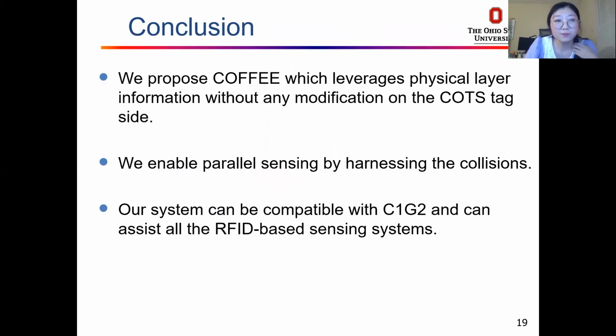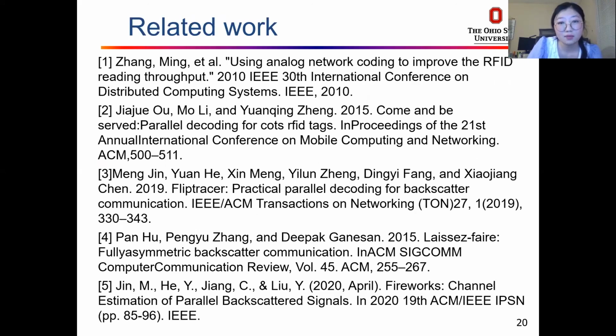In this paper, we propose Coffee, the first system that can harness collisions to improve the fidelity of sensing systems using commercial tags. Coffee can be treated as an extension to the C1G2 standard, and can be applied to all RFID systems without modification of the tag set. These are the related works that we refer to.